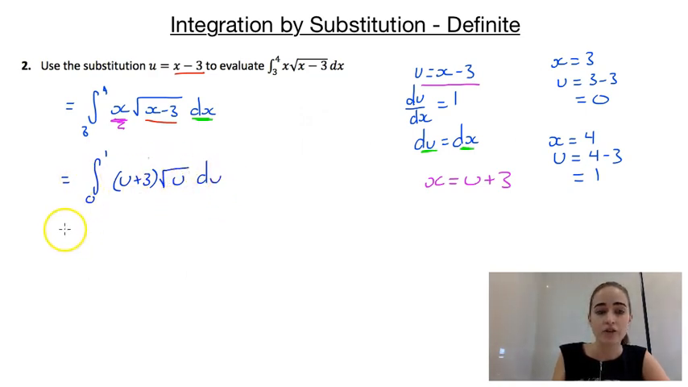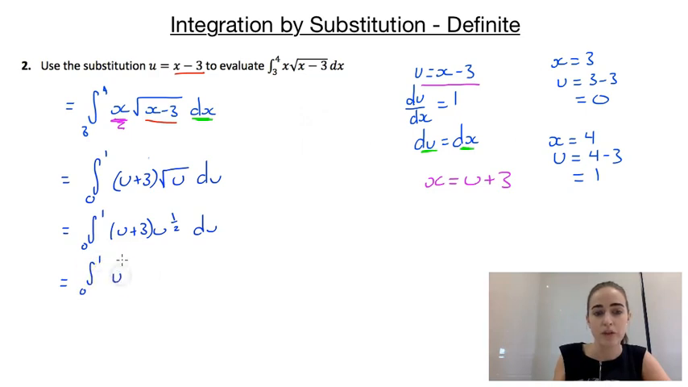Now I'm going to rewrite that u with a power instead of a surd. So we're going to have between 0 and 1 of u plus 3, u to the power of a half du. And then I'm going to expand out. So we'd have the integral from 0 to 1 of u to the power of 3 over 2, because it's 1.5, plus 3u to the power of a half du. And now I can integrate.